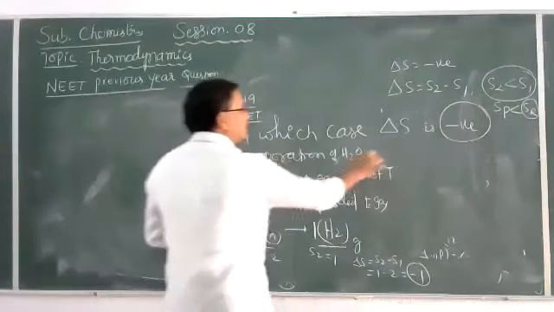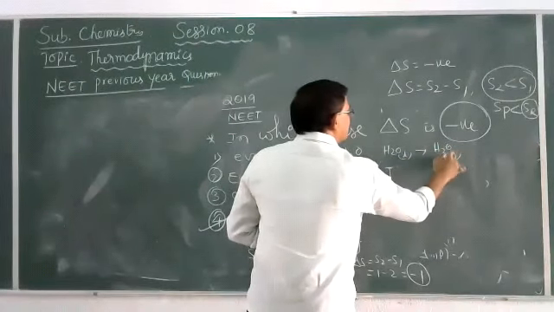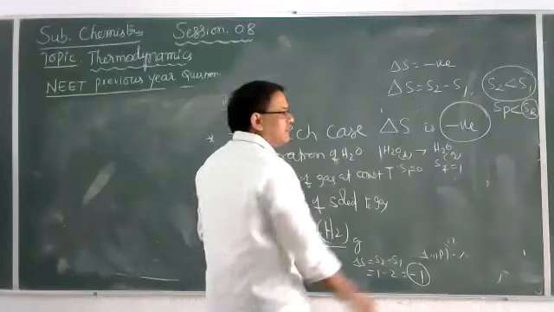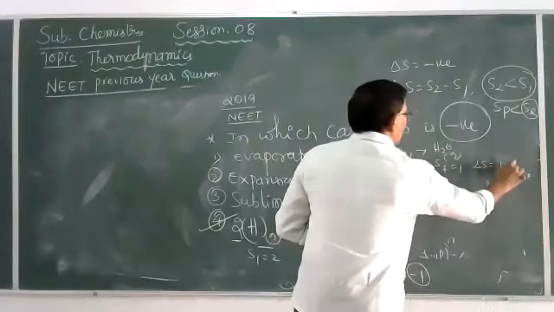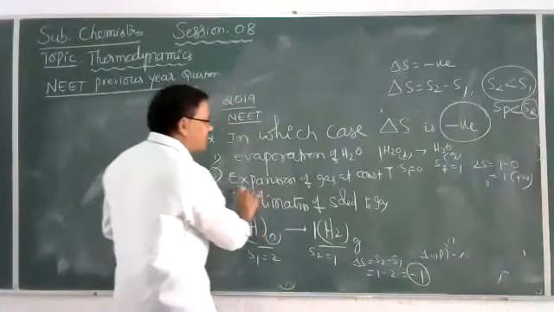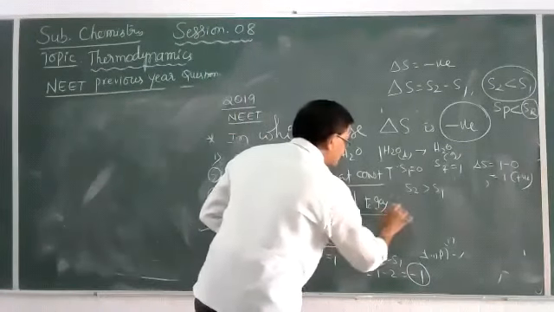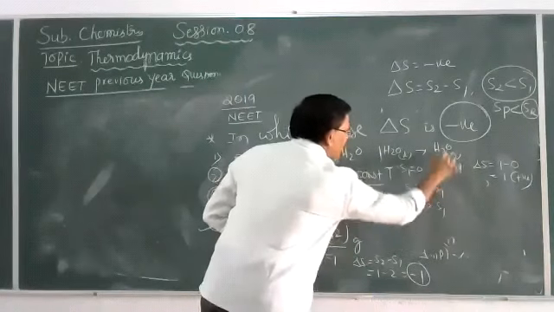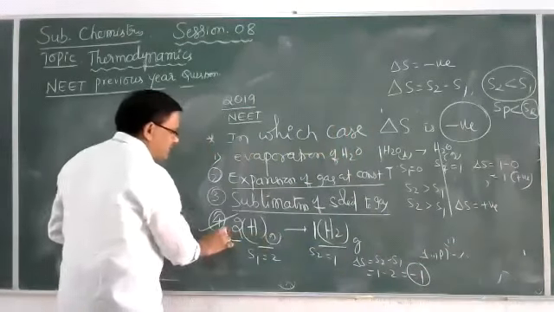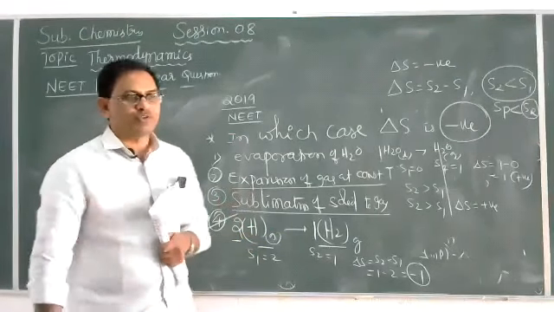Whereas in this case, H2O liquid gives H2O gas. S2 is 1, S1 is equal to 0 because it is a liquid. That's why delta S is equal to 1 minus 0, 1, which is a positive value. Similarly, for expansion of gas also, S2 is greater than S1. And for sublimation, solid to gas also, S2 is greater than S1. In all three cases, delta S is positive. But in this case, 1 mole and 2 moles are there, so delta S is negative. Very, very important.